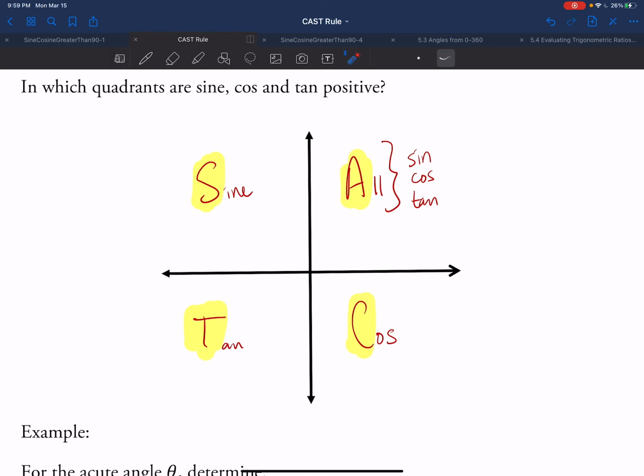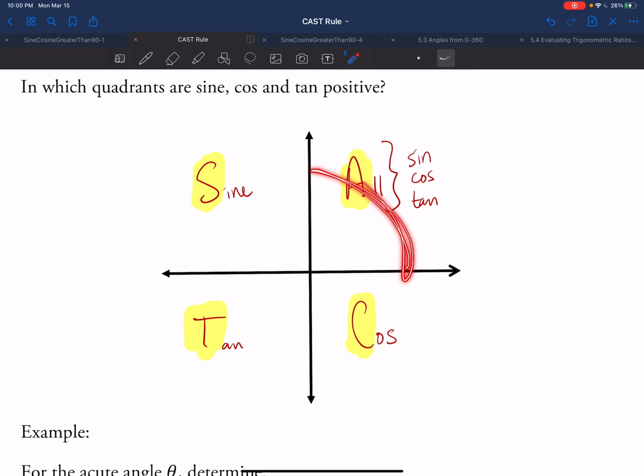C-A-S-T, CAST rule. It tells you that in a specific quadrant, which ratio is positive. So cos will be positive here. Cos of some angle between 270 and 360 would be positive. But if I found the sine of some angle between 270 and 360, it would be negative.